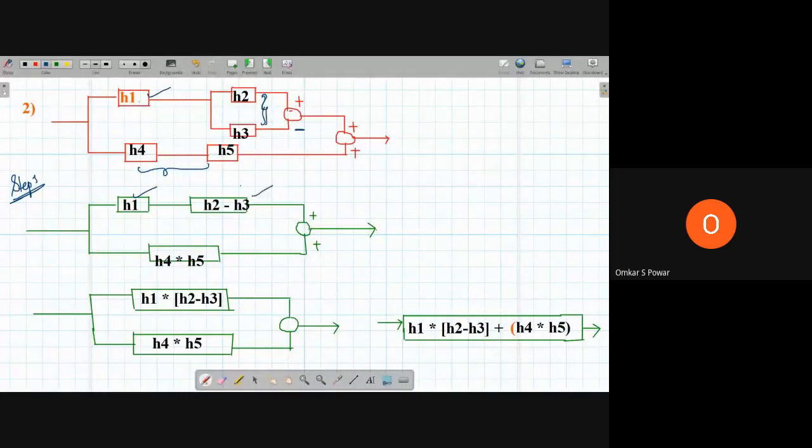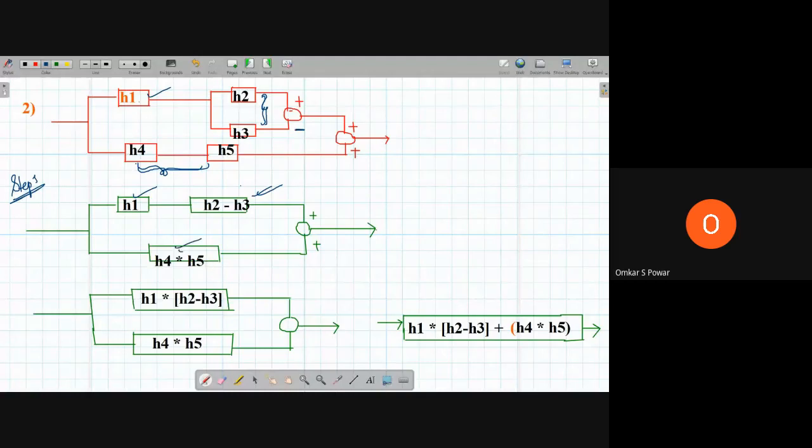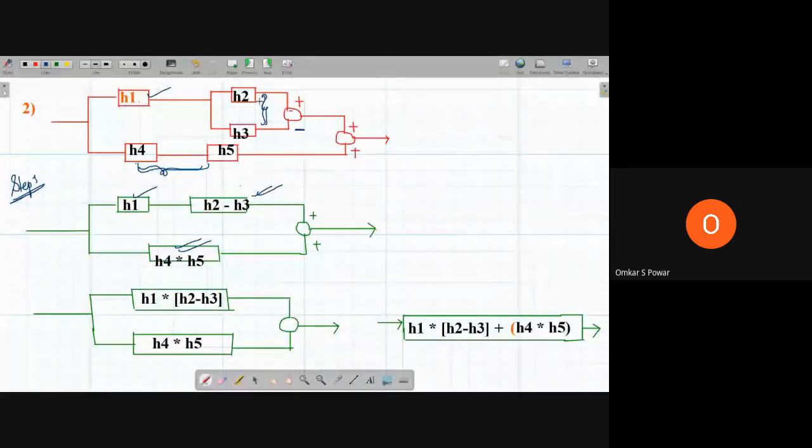Then what are h4 and h5? You have to convolve them because they are in series. So h4 and h5, it's convolution. So once again, see this one: h1 I have written as it is, h2 minus h3 I have written here, then h4 convolved with h5. So this is our step 1.